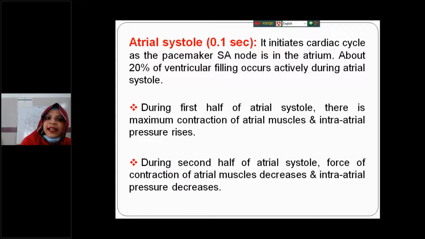First half and second half. During the first half of atrial systole, there is maximum contraction of atrial muscles and intra-atrial pressure rises. That is atrial systole, the first half of the atrial systole, where powerful contraction occurs. Whenever atrial muscle contracts powerfully, of course intra-atrial pressure rises.